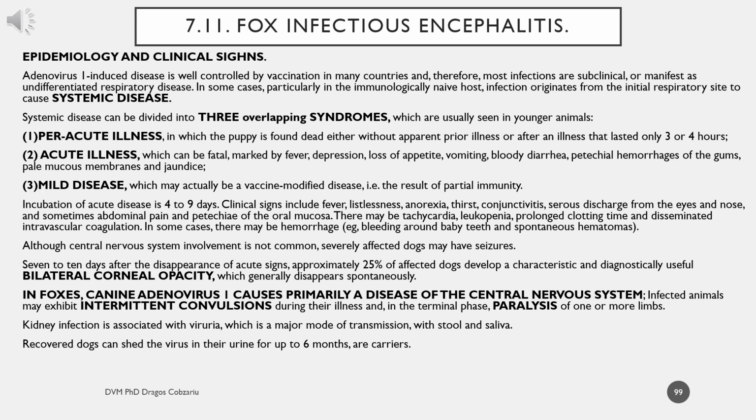In foxes, canine adenovirus 1 causes primarily a disease of the central nervous system. Infected animals may exhibit intermittent convulsions during their illness and, in the terminal phase, may suffer from paralysis of one or more limbs. Kidney infection is associated with viruria, which is a major mode of transmission, along with stool and saliva. Recovered dogs can shed the virus in their urine for up to 6 months, and are carriers.